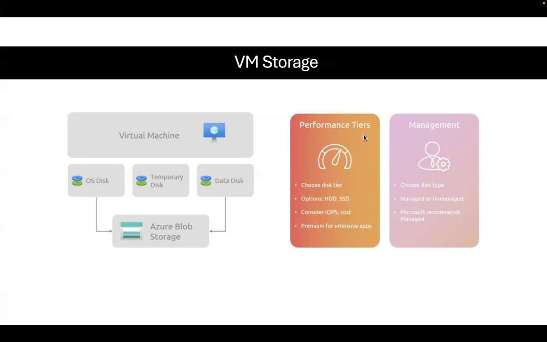Then the performance tiers: choose a disk tier. You can choose different performance tiers. And in storage also, we have hard disk and SSD, solid state drives. This option is there. We need to consider cost and also IOPS, input output operations per second, which the disk can give us when you select. And we choose premium for intensive apps, the P1 or P2 tiers. We choose the premium storage, like SSD is one of the premium ones.